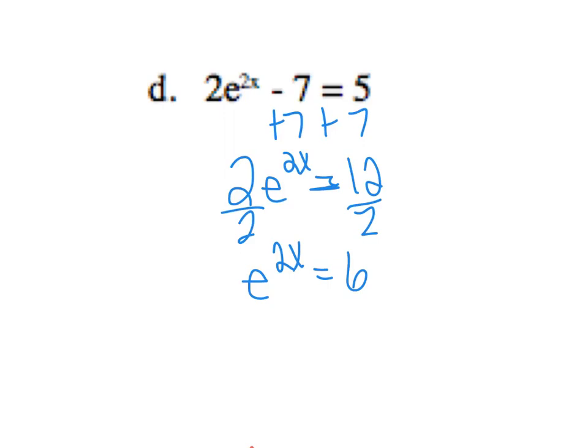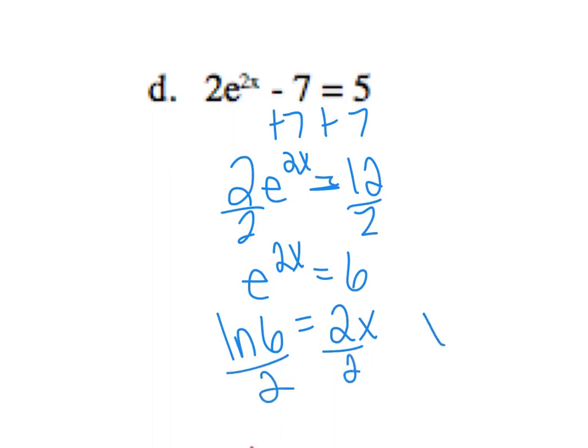Again, I have a base of e, so I'm going to use natural log to move that 2x out of the exponent, which means I have the natural log of 6 equals 2x. Divide both sides by 2. X should equal 0.896.